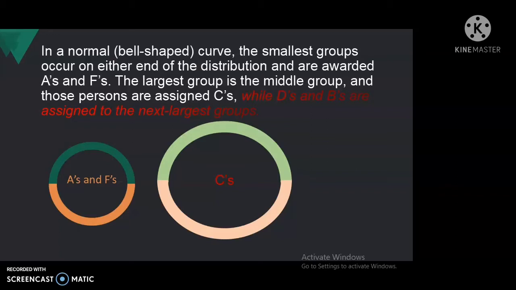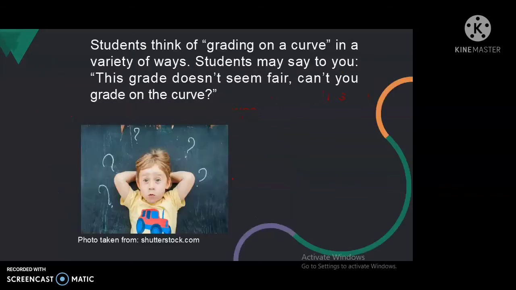If you concentrate solely on a normative distribution and grade on a curve, you are predetermining that a set percentage of students will receive a set grade, irrespective of the quality of their work. For example, deciding that 1/3 of the class will get C's on the midterm, even if they correctly answer over 90% of the questions. Students think of grading on a curve in a variety of ways.